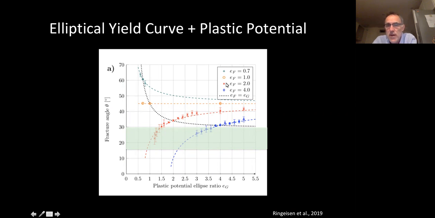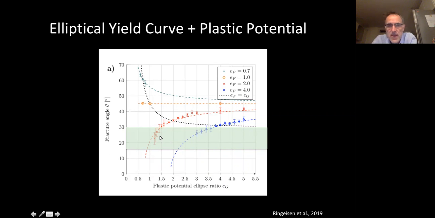So we're going to focus on the red now, because the red is the ellipse ratio for the yield curve of 2, which is a standard value. We see here that if you have a plastic potential ellipse ratio between 1 and 1.5, the fracture angle will be in line with observation. So we might be tempted to say, okay, well, this is it. We can simply use this kind of plastic potential.